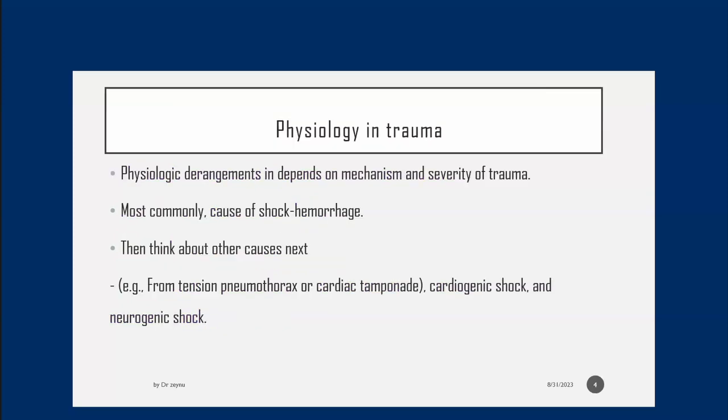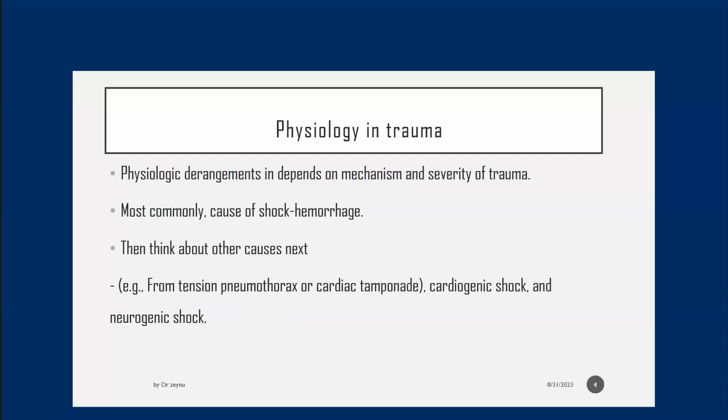Coming to the physiology in trauma, as we know, our physiologic system can be affected by both external as well as internal factors. The derangement in physiology depends on the mechanism and severity of trauma, so the degree of derangement can vary based on the severity as well as the mechanism of the trauma.